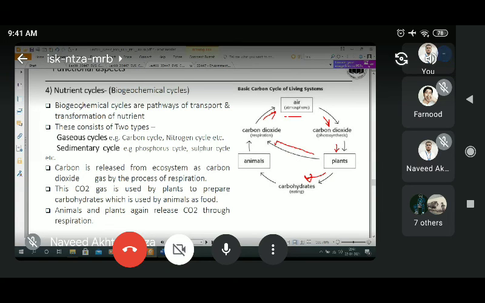The biogeochemical cycles are pathways of the transport and transformation of nutrients. The gaseous cycles include the carbon cycle, nitrogen cycle, etc. Similarly, the sedimentary cycles are the phosphorus cycle, sulfur cycle, etc. These all come under the nutrient cycle.